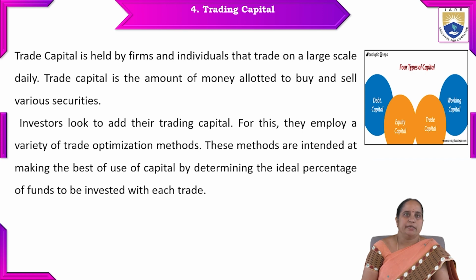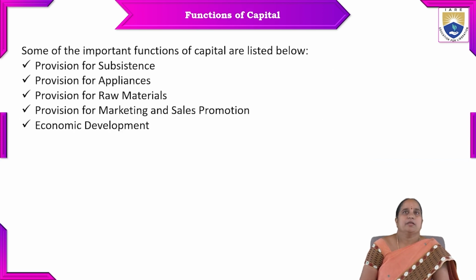So investors look to add to their trading capital. For this, they employ a variety of trade optimization methods. These methods are intended at making the best use of capital by determining the ideal percentage of funds to be invested with each trade. Investors generally don't want to lose their investment. They always seek the maximum returns on their investment. As a result, they prefer shares where they can maximize their returns and there should be a minimum risk.